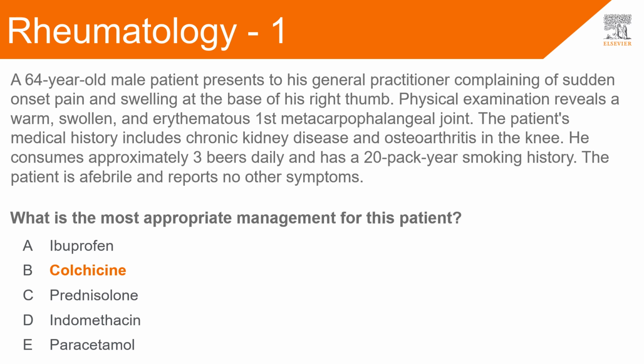Number 1, the acute onset pain and swelling at the first metacarpophalangeal joint of the right thumb, combined with the patient history of excessive alcohol consumption and CKD, points towards a diagnosis of gout. Gout, which we're going to go through in more detail in a bit, is a crystal arthropathy which presents with a unilateral acute inflammatory arthritis due to very high uric acid levels.